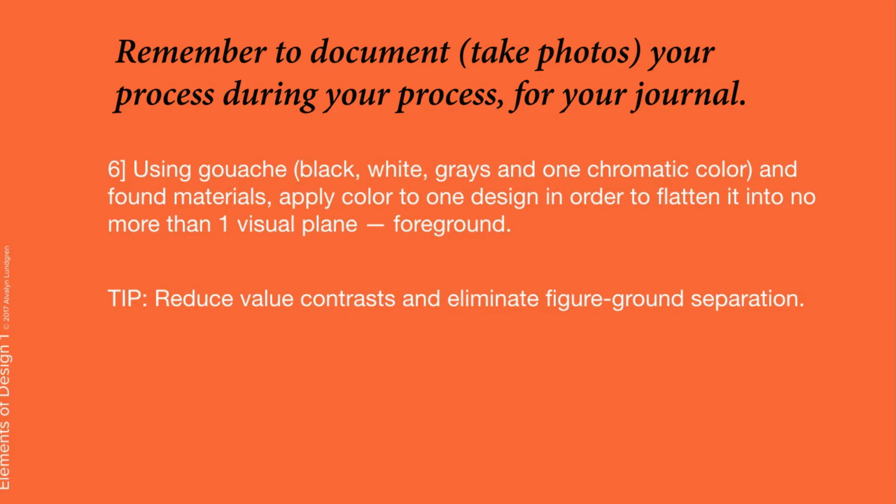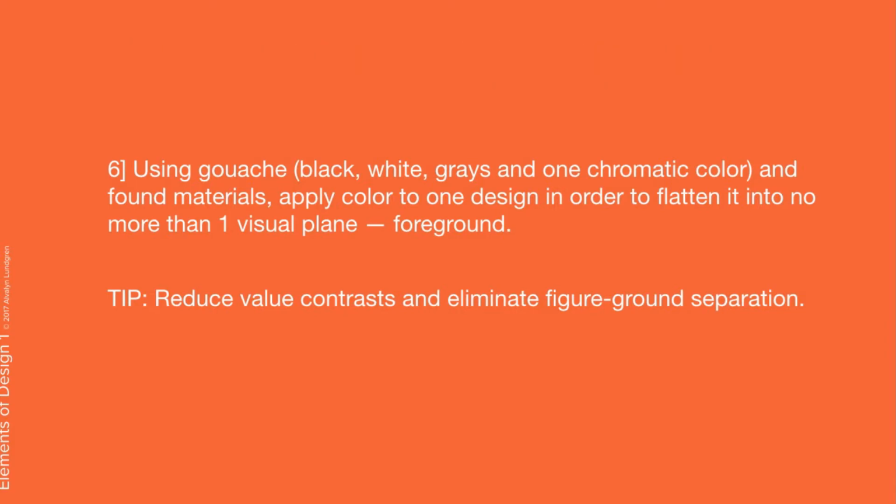So then you're going to use gouache, one chromatic color, black, white, mix your grays, or if you want to buy gray gouache, you can. And found materials, and found materials is anything that already exists. And as I said, it can be packaging, it can be magazines, it can be brochures, it can be things that come in junk mail. So you're going to apply the color and the found materials by cutting, collaging, and you have the background for cutting shapes from assignment 2.